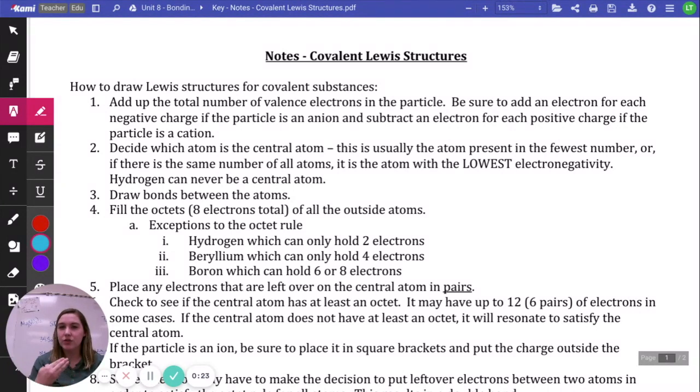So we draw their Lewis structures a little differently than we do with ionic. So in ionic, the electrons are transferred, so we actually drew that transfer of electrons. Here they're shared, so we're going to draw them shared.